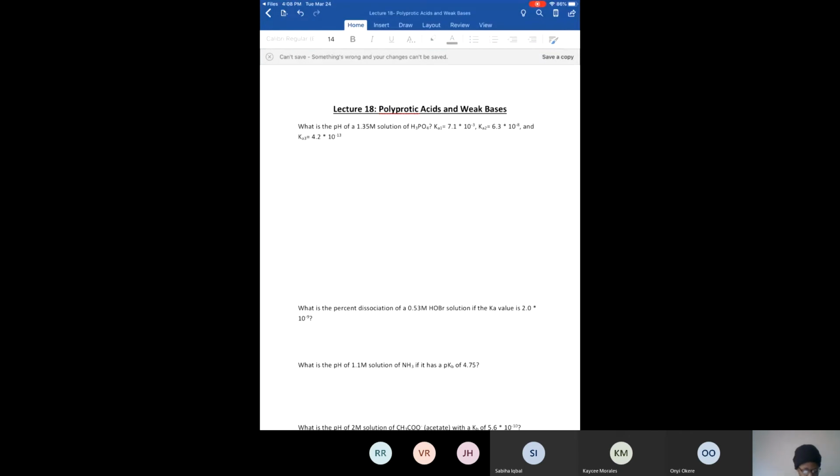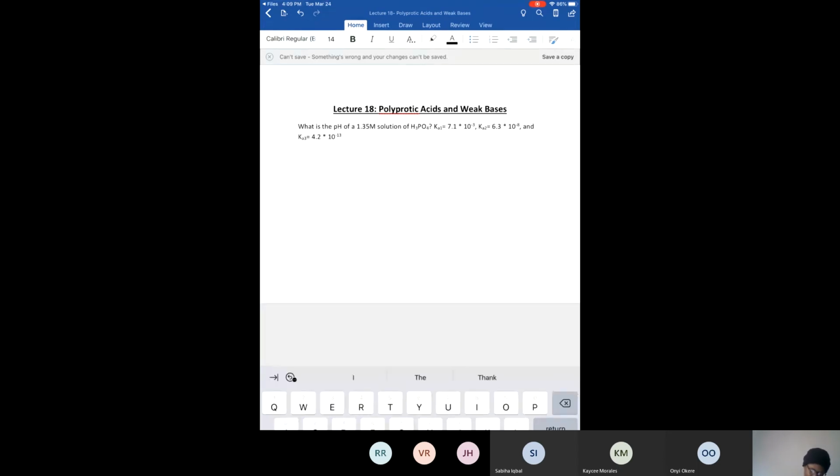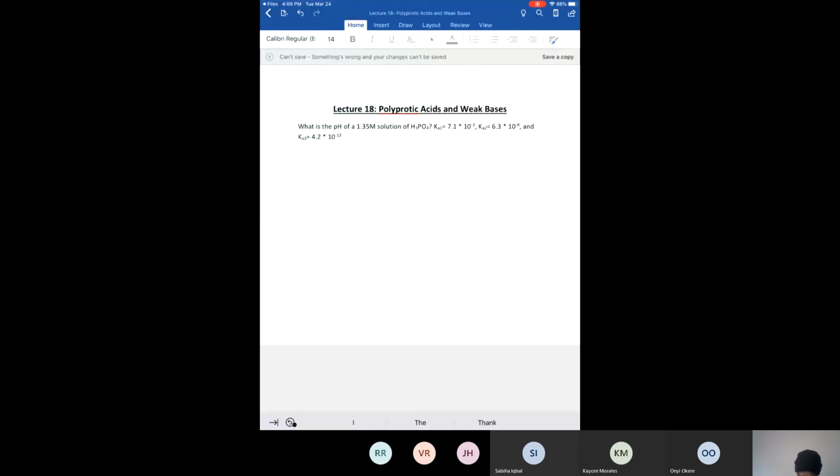We're gonna get started with lecture 18, polyprotic acids and weak bases. First question: what is the pH of a 1.35 molar solution of H3PO4, if the first Ka value is 7.1 times 10 to the negative 3, Ka2 is 6.3 times 10 to the negative 8, and Ka3 is 4.2 times 10 to the negative 13? These questions can get kind of long. You shouldn't see more than one question on the test about this.